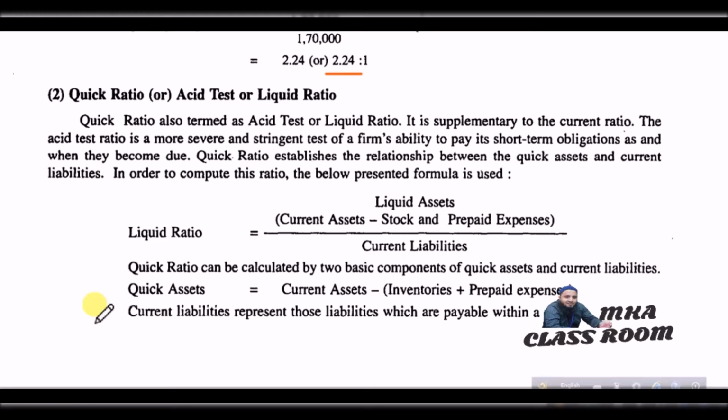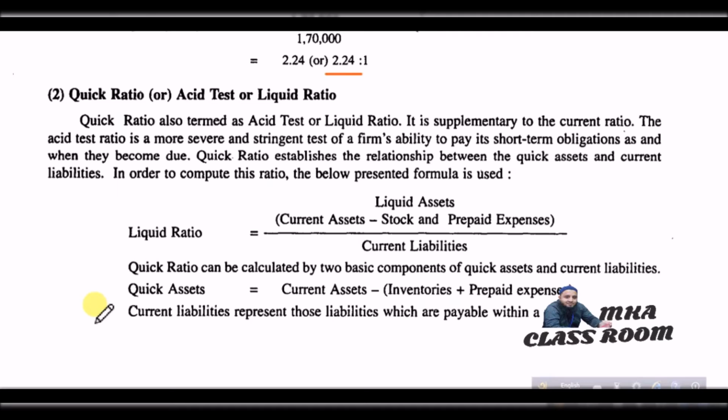In order to compute this ratio, the formula presented below is used. Liquid ratio equals current assets minus stock and prepaid expenses, divided by current liabilities. So here is the liquid asset. How can we get the liquid asset? Liquid asset can be calculated by current assets minus inventories and prepaid expenses.